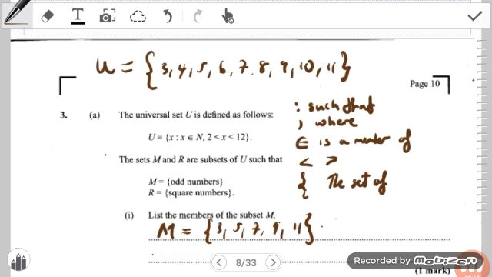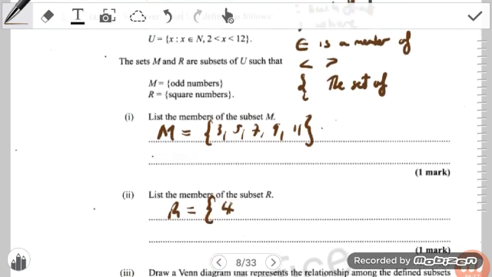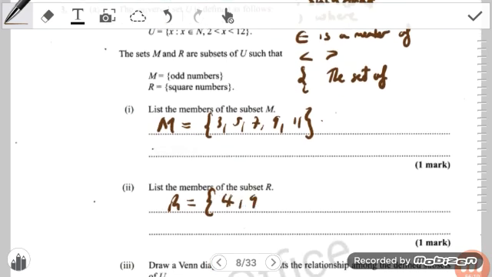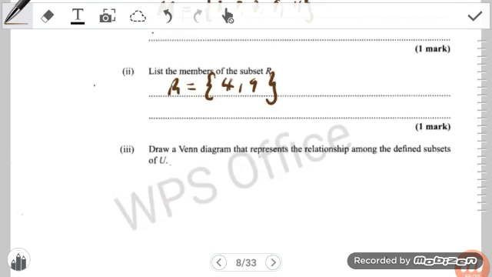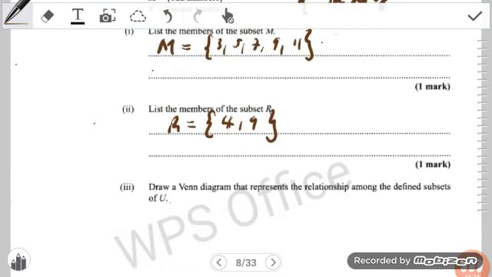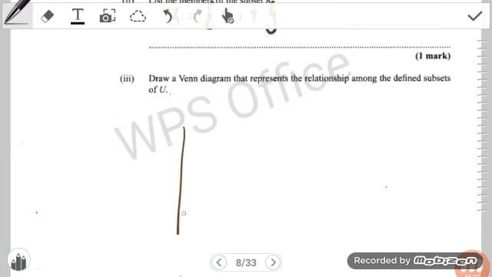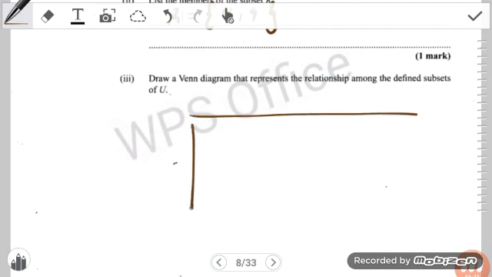That's not bad. Now you are to draw a Venn diagram that represents the relationship among the defined subsets of U. We know that a Venn diagram has a rectangle here. Let's draw this rectangle better. Subsets are going to be circles inside, but we need to find out if the sets are disjoint, if they are subsets of each other like a circle within a circle, or if they are intersecting.